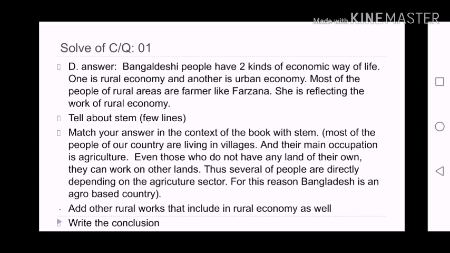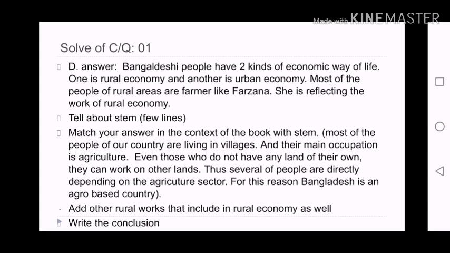Then, in the second paragraph, you can write some ideas that you have got from the stem. That means you have to write the ideas of the stem in your second paragraph. And we have seen in the stem that Farzana is a widowed woman who is living in a village and she is cultivating on the land and growing various kinds of crops along with vegetables. So this is how you can give the idea to your teacher.